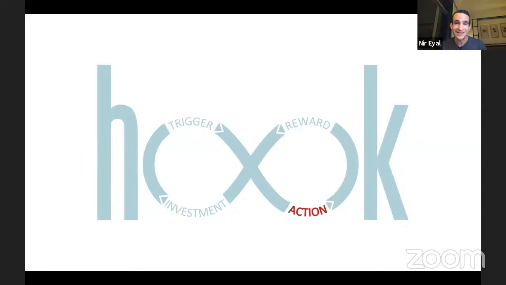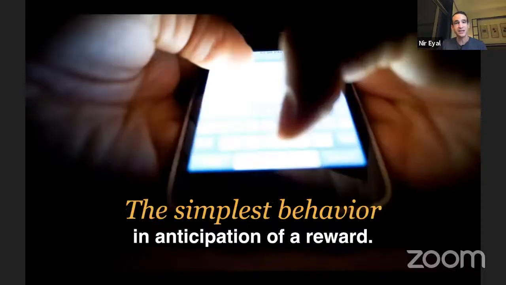The next step is the action phase. The action phase is defined as the simplest behavior done in anticipation of a reward. The simplest thing the user can do to get relief from that psychological itch, right? So whether it's boredom or loneliness or fatigue or uncertainty, whatever it might be, what's the easiest thing that I can do to get relief from that discomfort?